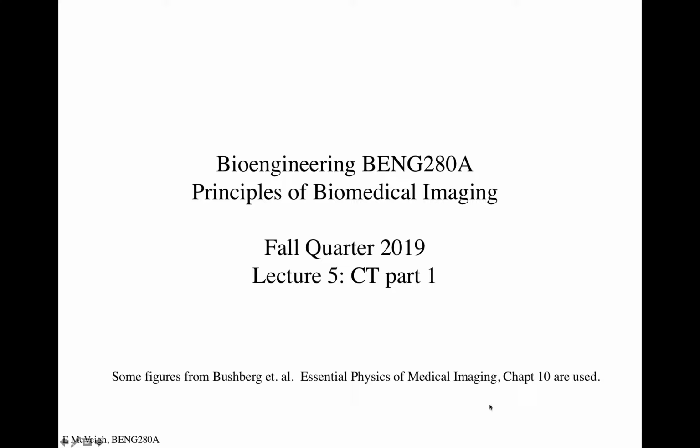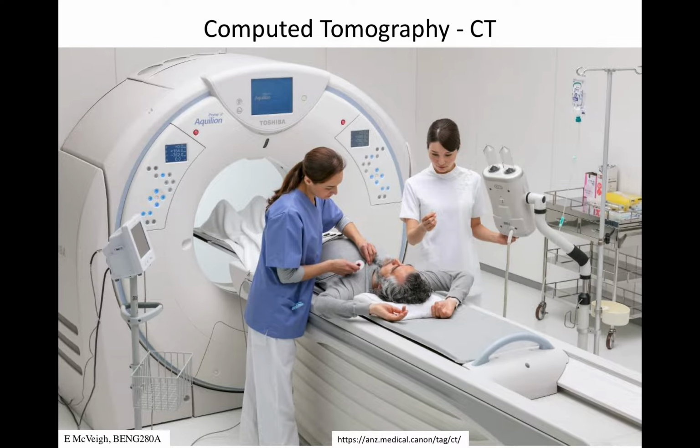Some of the figures in today's lecture will come from a textbook, Bushberg et al. There are 4 authors, The Essential Physics of Medical Imaging, Chapter 10. And I can probably put Chapter 10 in the module for this week so that you have the associated text for these figures. But a lot of it comes out of prints and links.